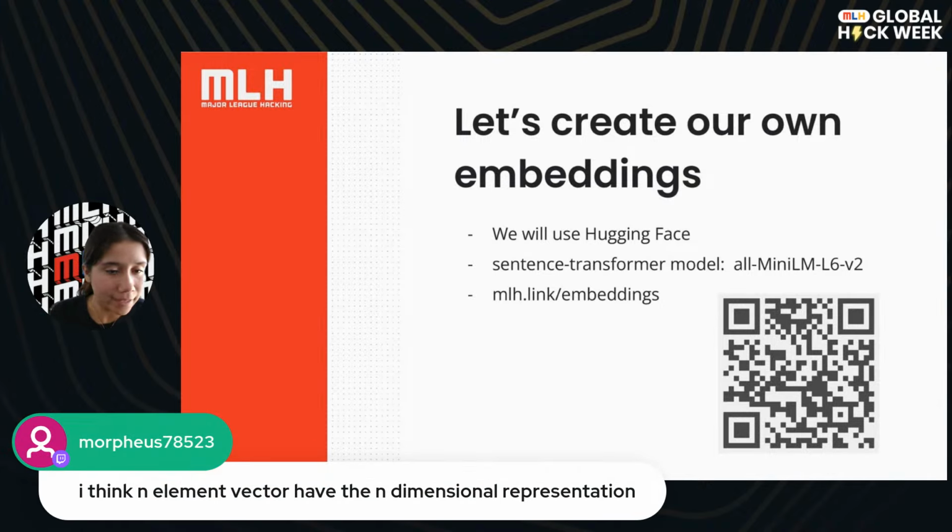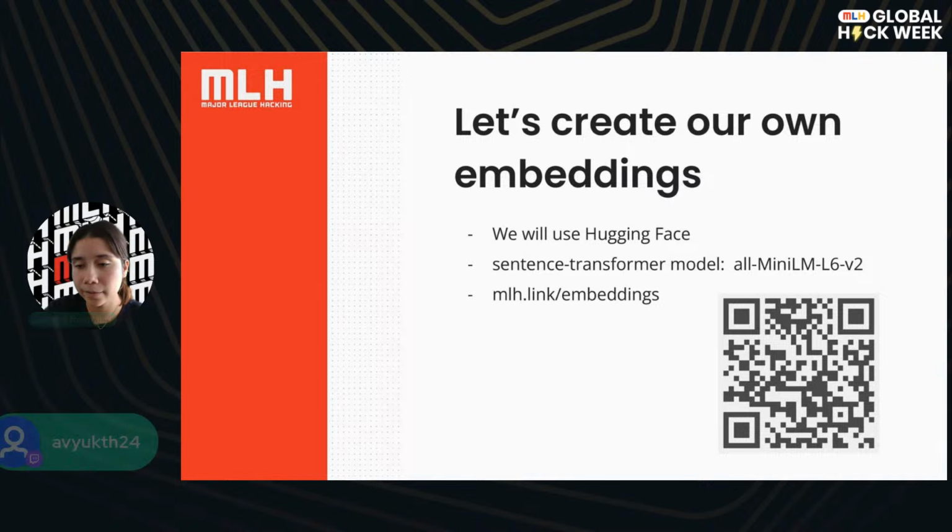I think an n-element vector has an n-dimensional representation. That makes sense, because there are multiple dimensions, so it can vary depending on how many elements you have. Hopefully that makes sense. And thank you, Morpheus, for giving us a hint there.